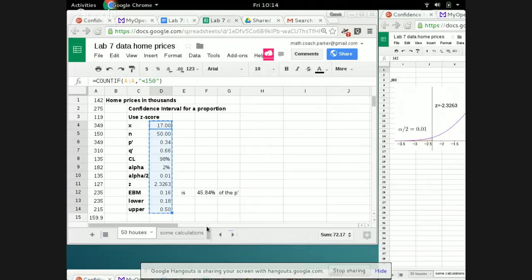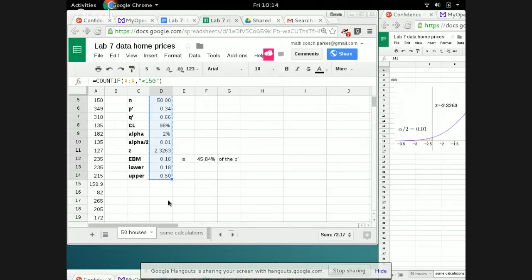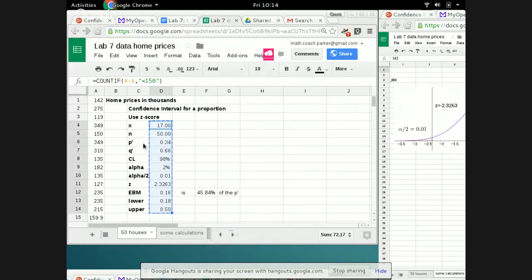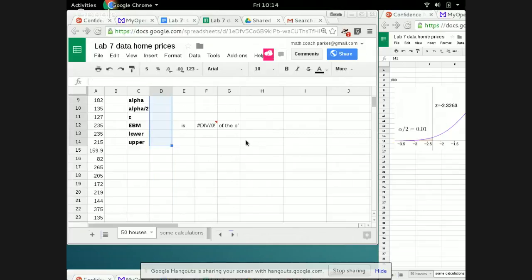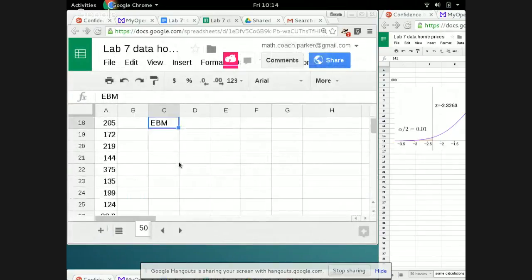I'm just going to write down a couple of formulas so that we can do that. Reminder, let's delete that stuff. The error bound on the mean, the EBM, is calculated... This is for a proportion, yeah. So we take our z-score, and then we multiply by the square root, SQRT, of our p prime times our q prime divided by n.